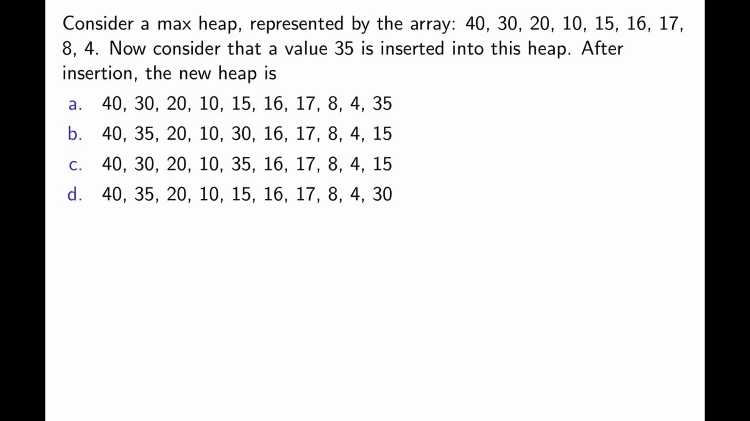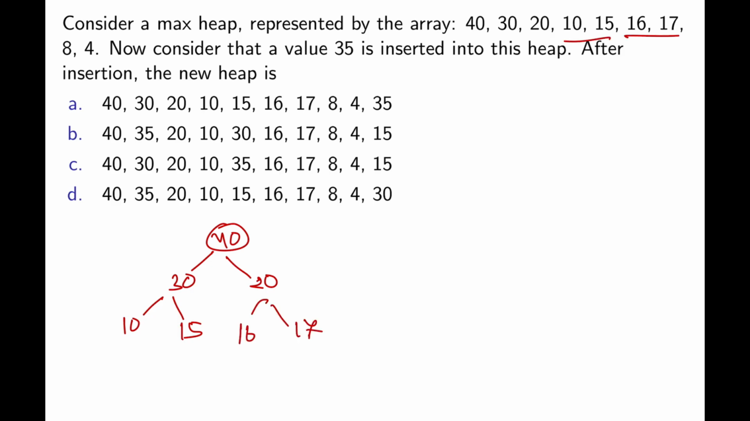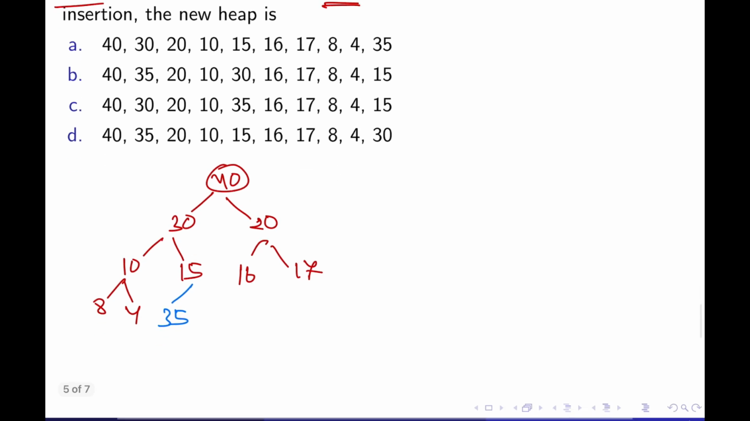First we draw the heap so that it will be better. The root is 40, then 30, 20, 10, then 15, then 16, 17, then 8, 4. So the new element 35 we want to insert. 35 should be inserted at the last, that means here. If we insert 35 here, now we will check whether the heap property is satisfied or not.